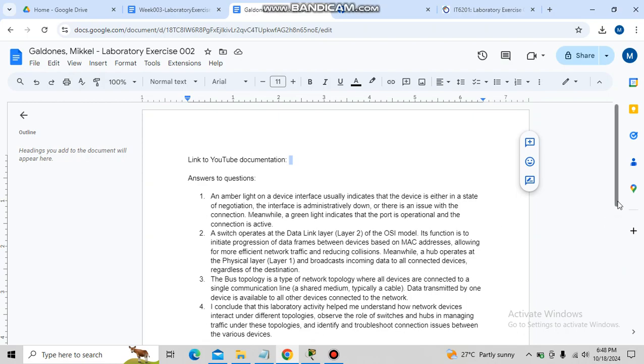Then, finally, for my conclusion, this laboratory activity was a success, and therefore I conclude that it was very effective in helping me understand how network devices interact under different topologies. And I was also able to observe the role of switches and hubs in managing traffic under these topologies, and the green and the amber lights also helped me identify and troubleshoot or correct connection issues between various devices.